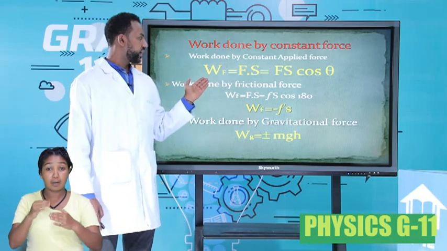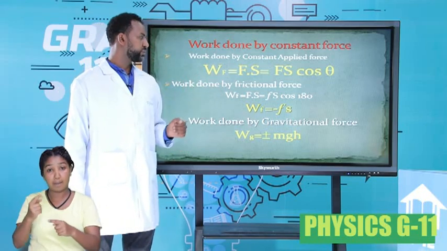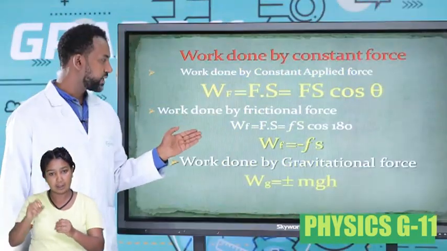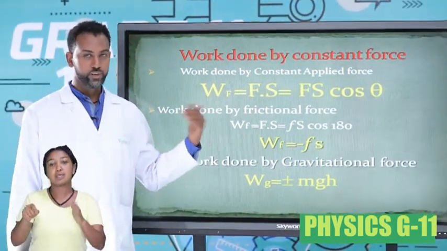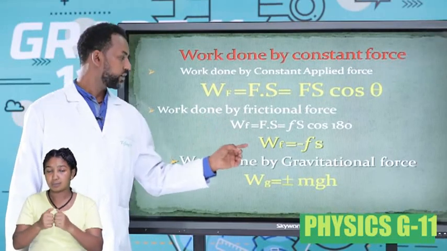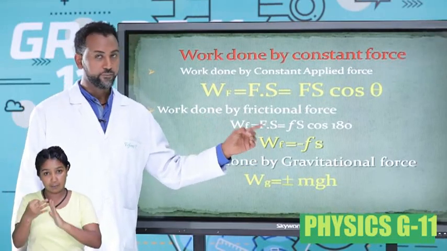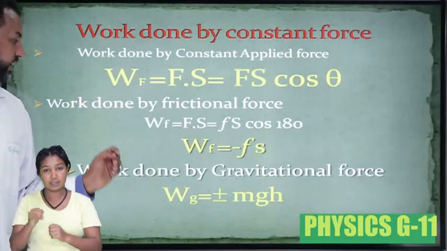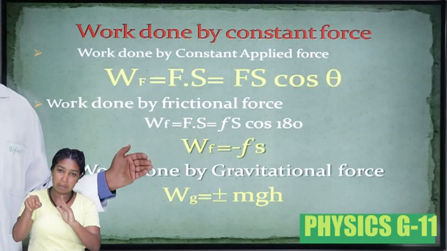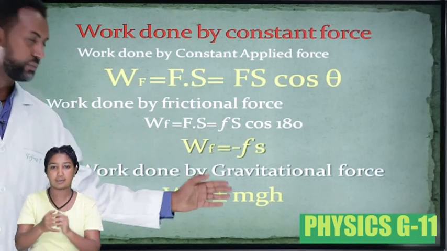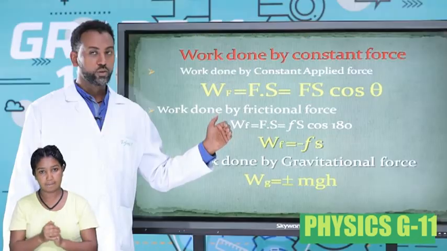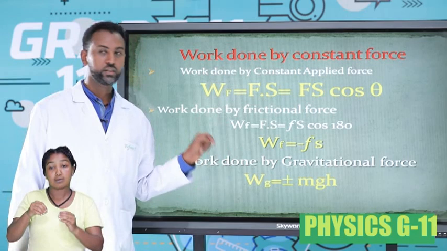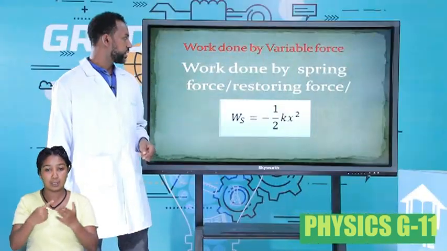Then work done by a constant applied force can be mathematically expressed as F dot S, which is Fs cos theta. Whereas work done by frictional force is negative. Frictional force is always against the motion. Therefore, the work is equal to the negative of Fs. Whereas work done by gravitational force is plus or minus mgh, which means as the object is moving upward, it is minus. As the object is moving downward, it's plus. So this was what we have previously discussed.